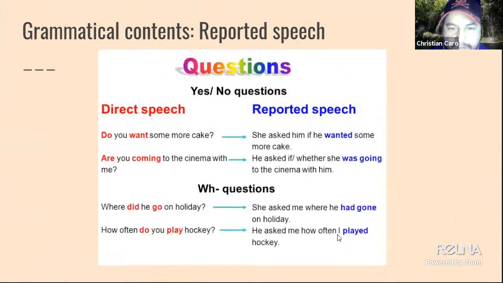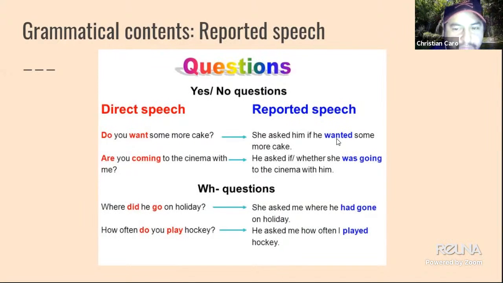All right. Report speech with questions in this case. You got yes, no questions and WH questions, right? O a veces le llaman closed and open. Yeah. Entonces tenemos, you want some more cake? Are you coming to the cinema with me in this case? So report speech in this case is basically you change from the interrogative form to the positive or affirmative form. Okay, that's the first change. Second change is the backshift if necessary, ¿cierto?